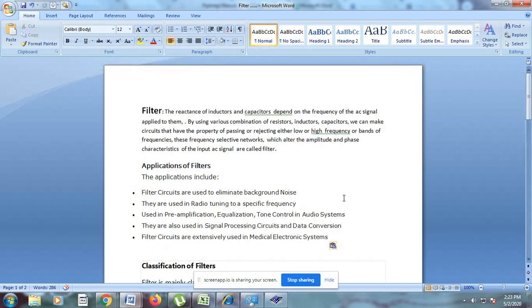A filter is an electrical circuit. The reactance of an inductor and capacitor depends on the frequency of the AC signal applied to them. By using various combinations of resistor, inductor, and capacitor, we can make circuits that have the property of passing or rejecting either low or high frequency or bands of frequency. This frequency selective network, which alters the amplitude and phase characteristics of the input AC signal, is called a filter.